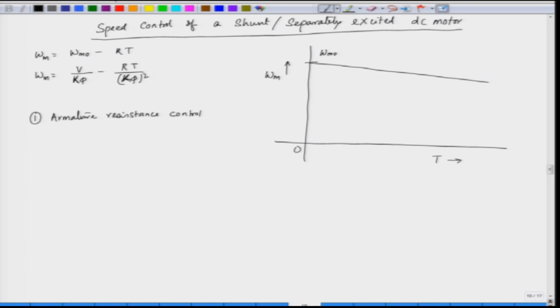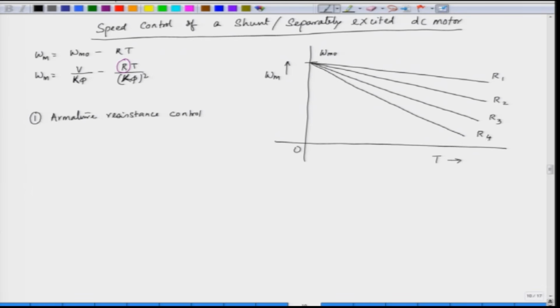Now, if you change the armature resistance, we are basically changing this R. When we change R, the slope of the characteristic will change, but the no load speed will remain the same. So, as we go on changing the armature resistance, the characteristic will change like this. This is for R 1, R 2, R 3 and R 4.